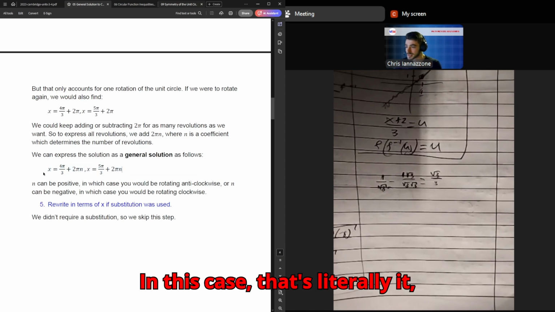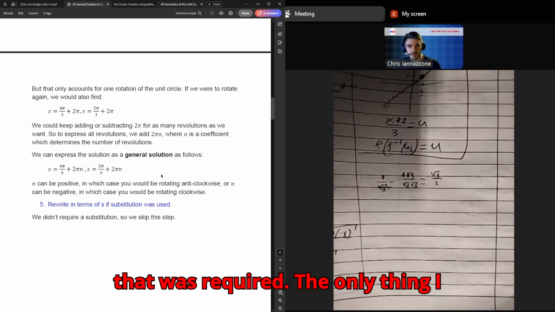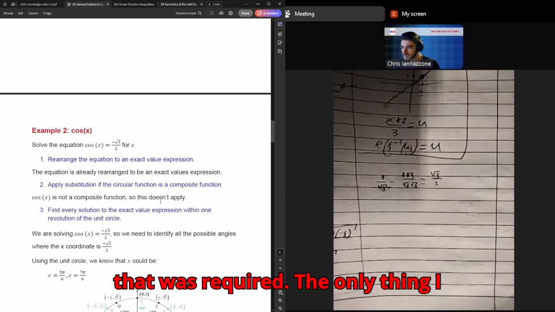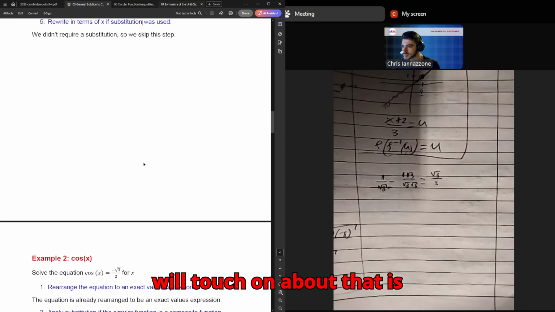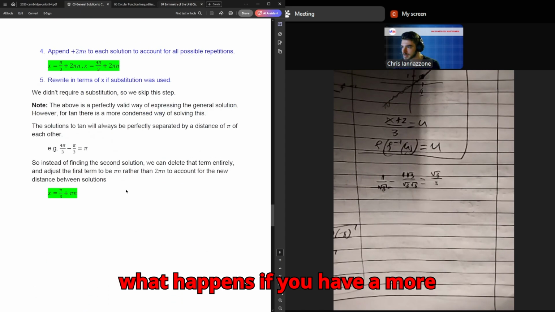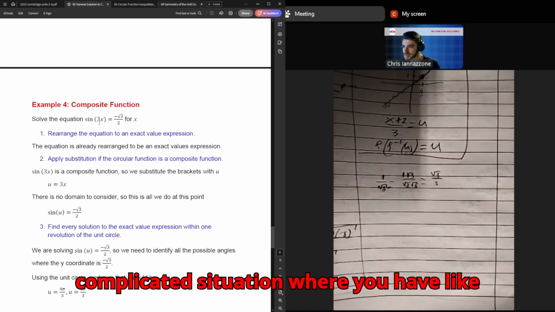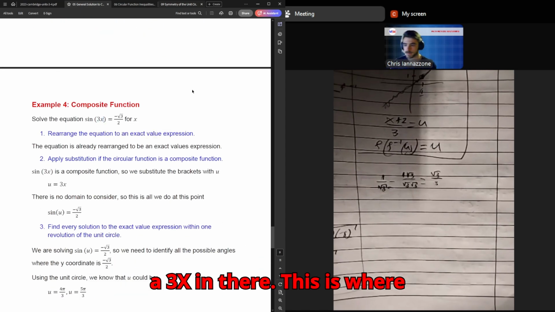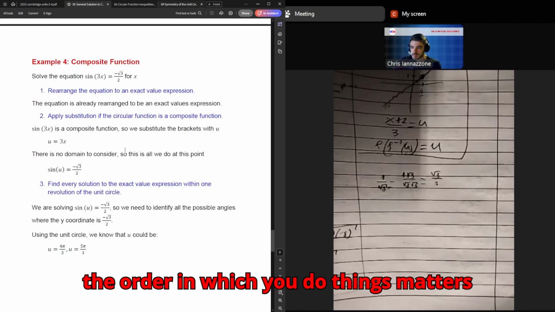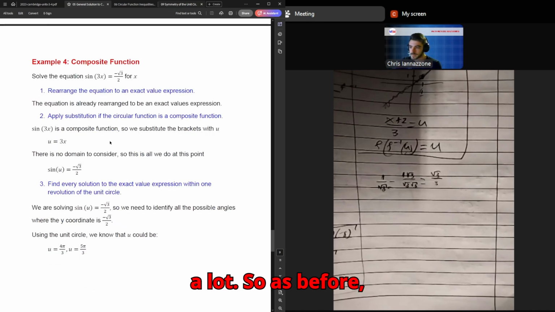In this case, that's literally it, because there was nothing else special that was required. The only thing I will touch on about that is what happens if you have a more complicated situation where you have like a 3x in there. This is where the order in which you do things matters a lot.